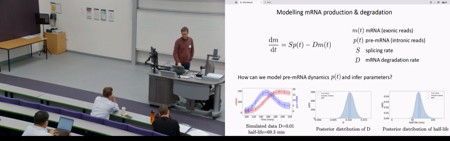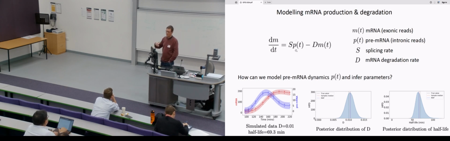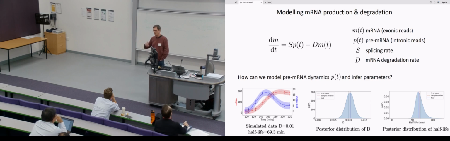So the idea is that you have a differential equation, and we're going to model this pre-mRNA as a Gaussian process with RBF covariance, so just quite a general, smooth function.